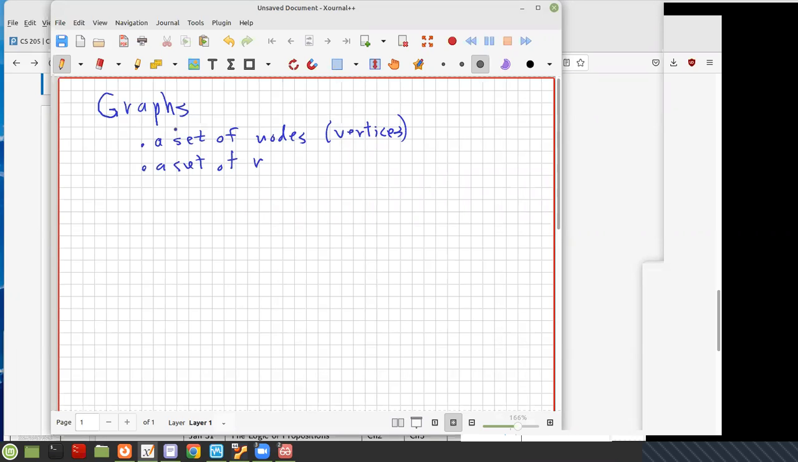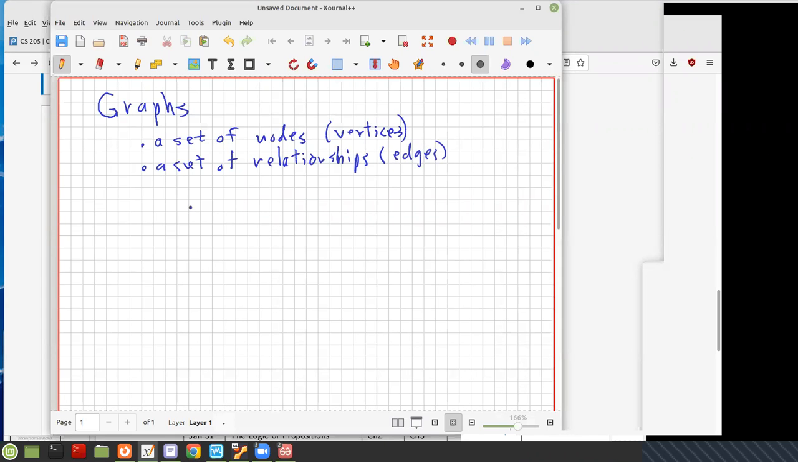So graphs. Well, it's a set of nodes as vertices. These are objects of interest and a set of relationships. Well, the relationships are all of one kind, and they're also represented graphically as edges.